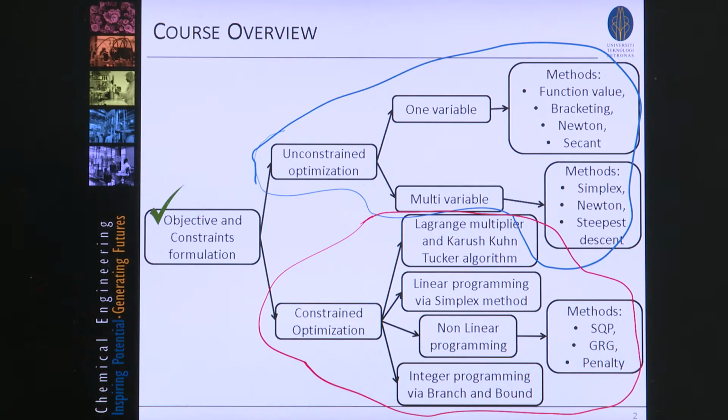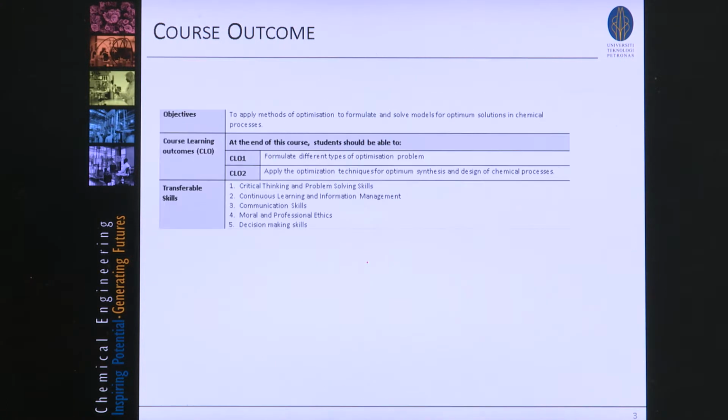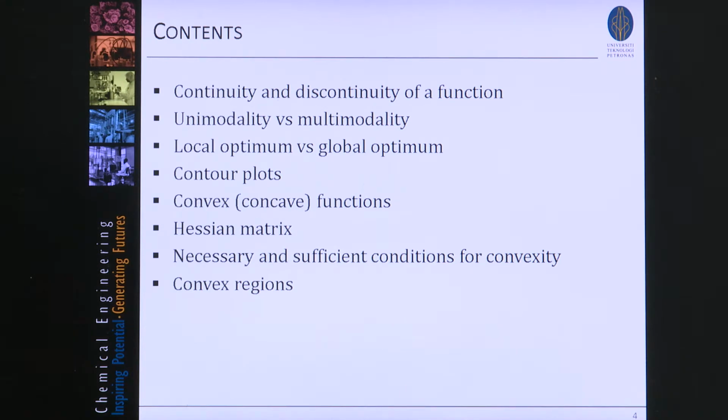So we've discussed the objective and constraint formulations. Now we'll dig deeper into some technical terms in the optimization itself. We'll talk about the continuity and discontinuity of functions, of those objective functions. What do we discuss? Some unimodality and multimodality. I think you've seen this in that Mount Everest example.